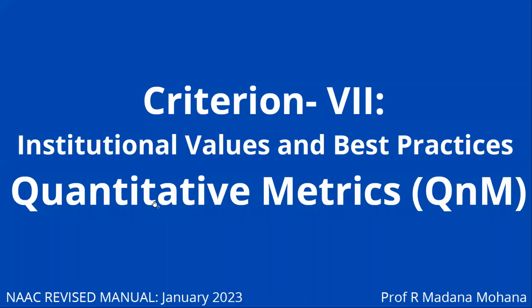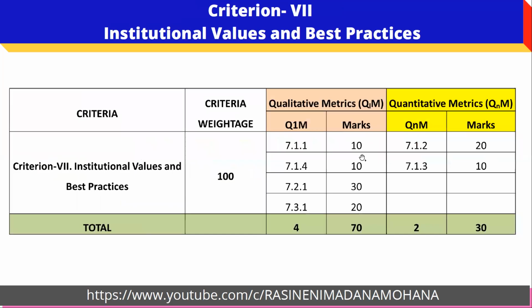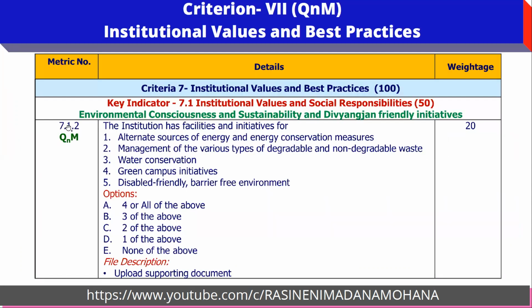Now move to quantitative metrics of criteria 7. We are having only two quantitative metrics, 7.1.2 and 7.1.3. For these metrics, the metric details along with weightage, then standard operating procedure and benchmarks will be covered. The first quantitative metric 7.1.2 comes under the key indicator 7.1, institutional values and social responsibilities, which carries 20 weightage.